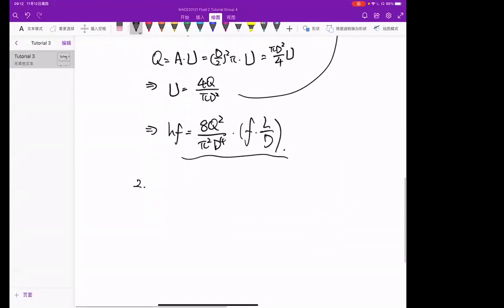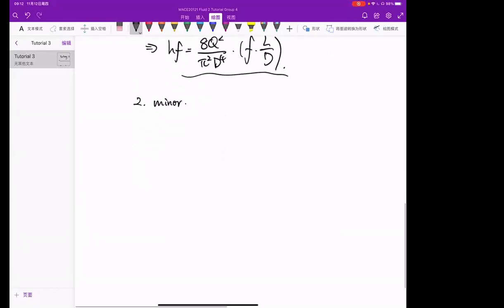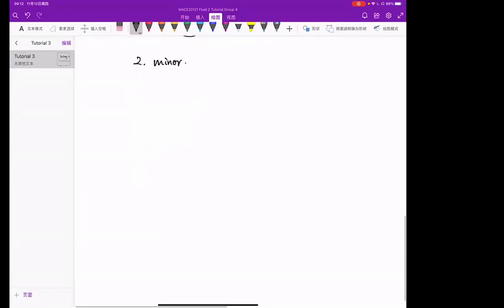And also for minor losses, there are several scenarios mentioned in the notes provided by Alessandro, I think it's note two.